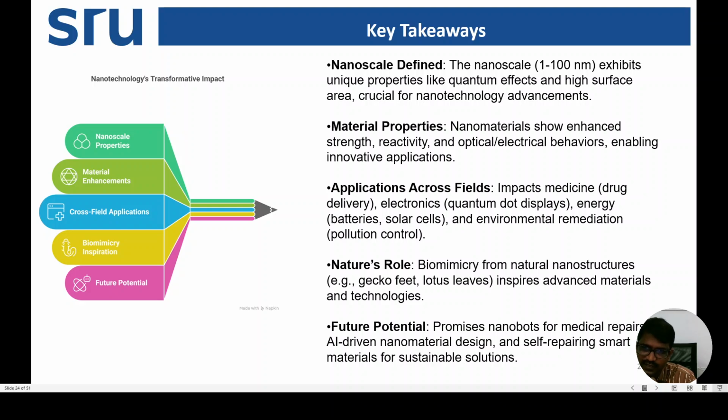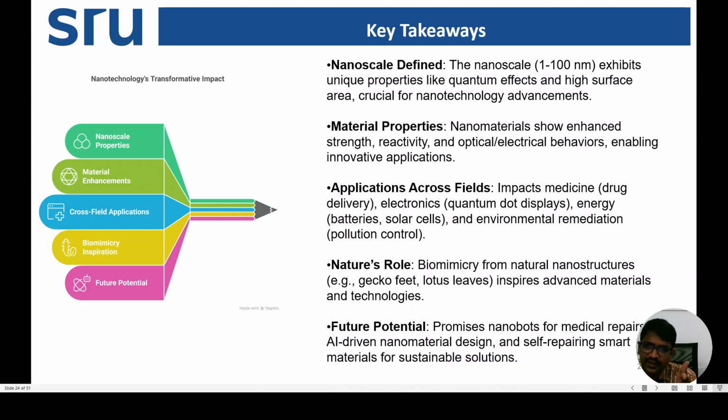Because of high surface area, nanomaterials show changes in properties like optical properties, electrical properties, mechanical properties, magnetic properties. All the properties will change at nanoscale for the same material from its macro scale. So that is the advantage of the nanoscale materials.